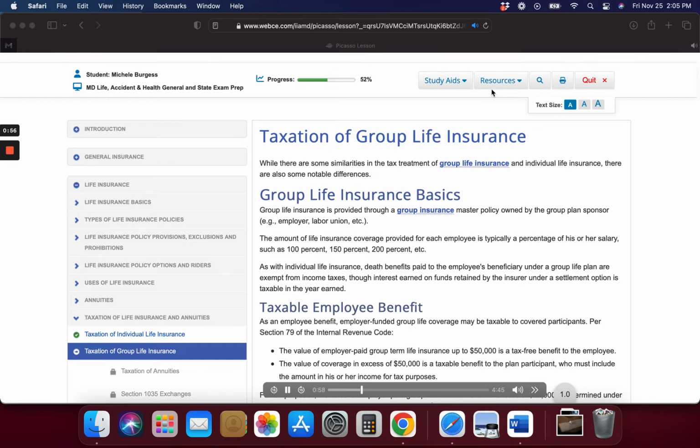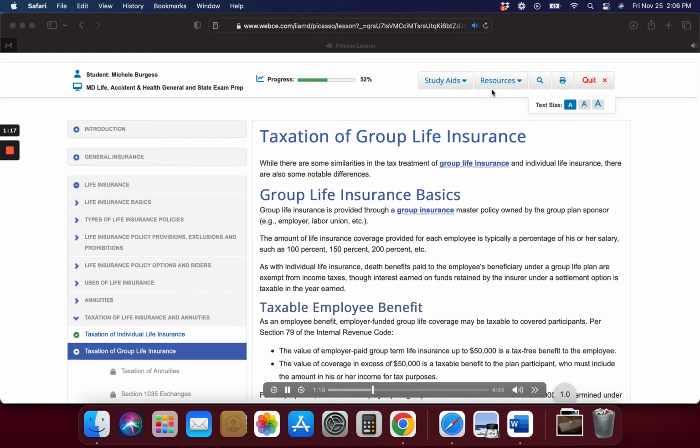Per Section 79 of the Internal Revenue Code, the value of employer-paid group term life insurance up to $50,000 is a tax-free benefit to the employee. The value of coverage in excess of $50,000 is a taxable benefit to the plan participant, who must include the amount in his or her income for tax purposes.